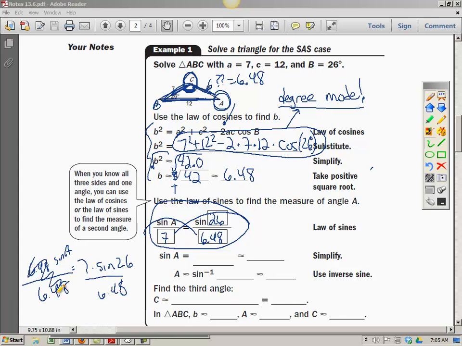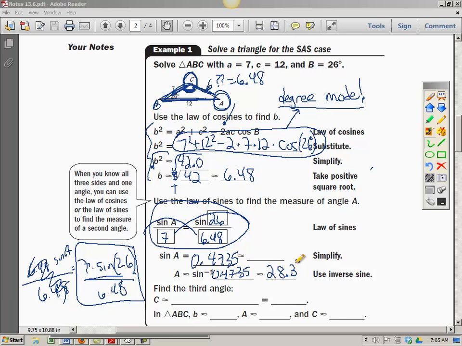That's just cross products, guys. And so I find out that the sine of A is equal to whatever 7 times the sine of 26 over 6.48 is. Don't forget your parenthesis here before you divide. Very important that that's there. You end up getting something in the neighborhood of 0.4735. All right? And then I would take the inverse sine of 0.4735, and I'd come out with angle A to be approximately 28.3 degrees.